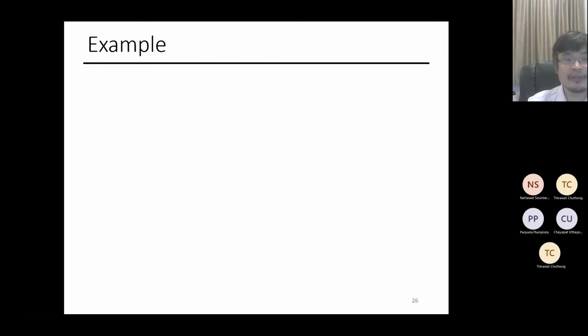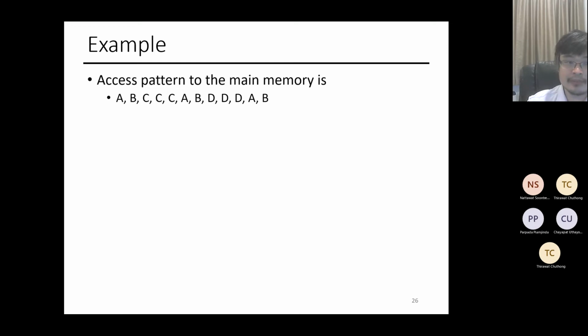And here's an example. Let's say you have an access pattern to the main memory of rows A, B, C, C, C, A, B, D, D, D, and then A, B. So these are row numbers A, B, C, and D.